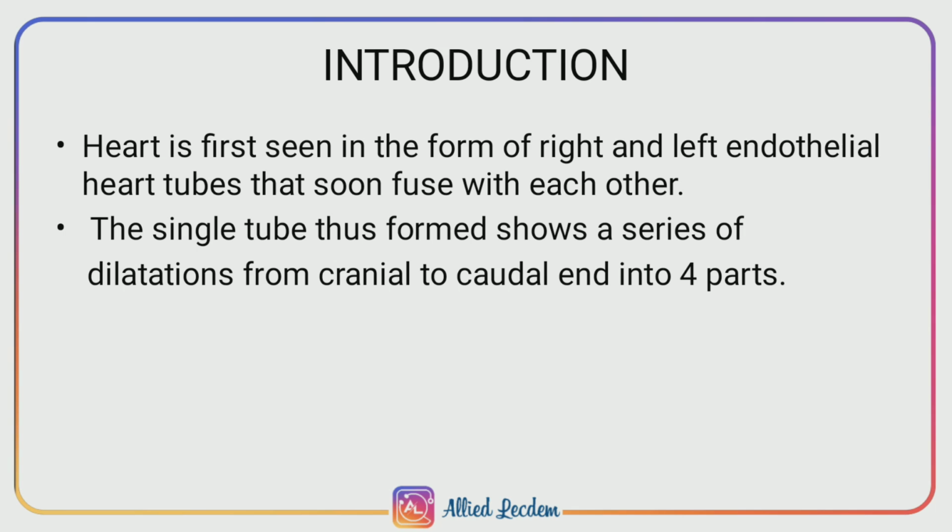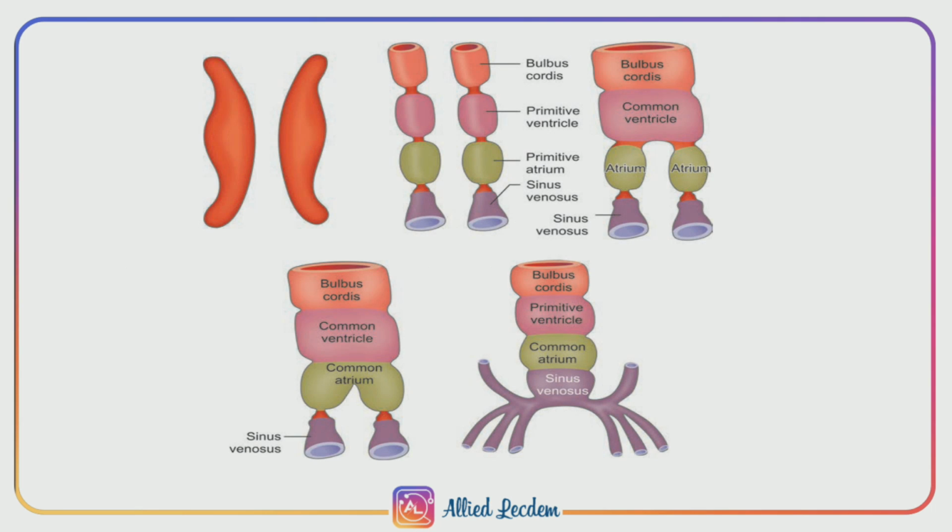The heart is first seen in the form of right and left endothelial arch tubes that soon fuse with each other. Then, the single tube formed undergoes a series of dilatations from cranial to caudal end into four parts, that is, bulbus cordis, primitive ventricle, primitive atrium, and the sinus venosus.